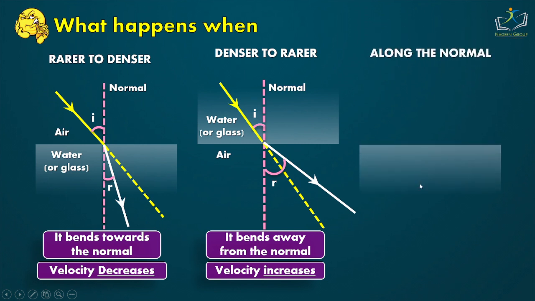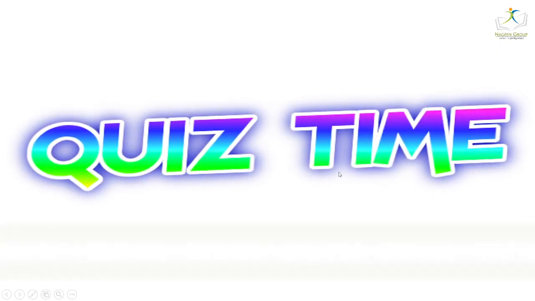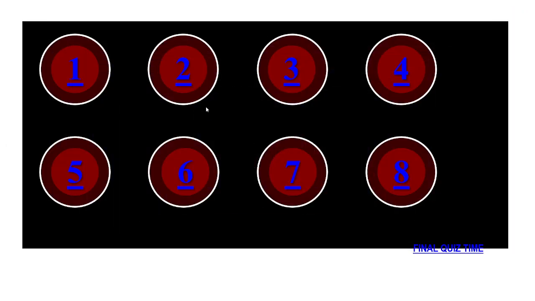Along the normal, if you see, is it moving in a straight line? Yes. So if it is moving along the normal, it passes undeviated. There is no change in the direction of the light. So here velocity decreases.